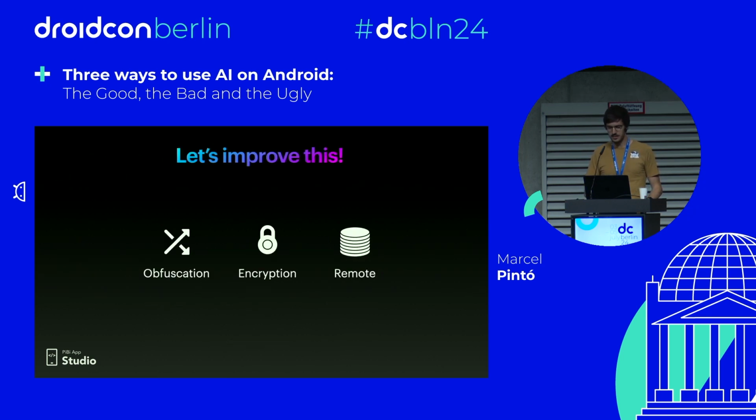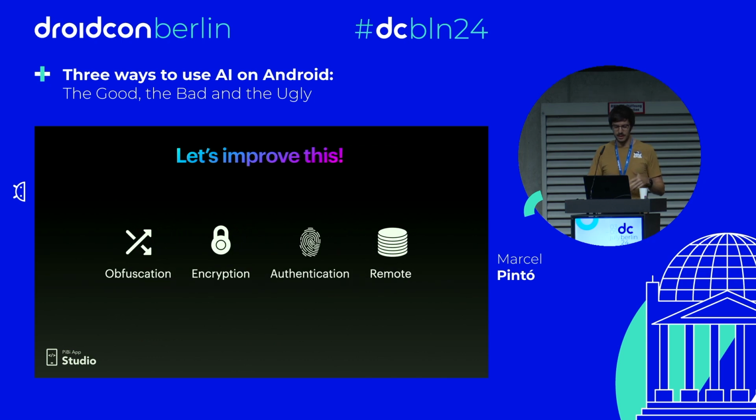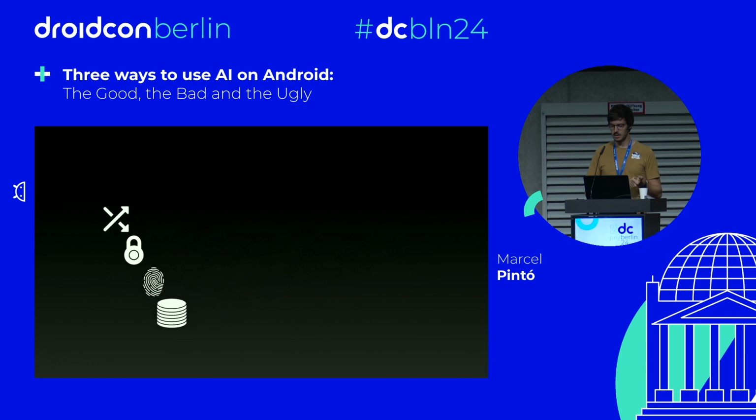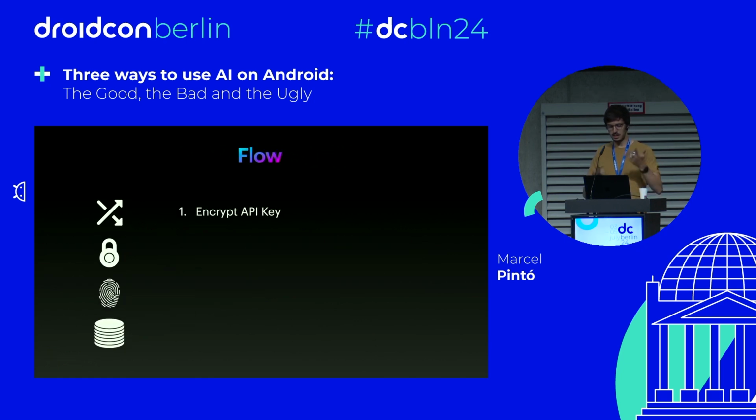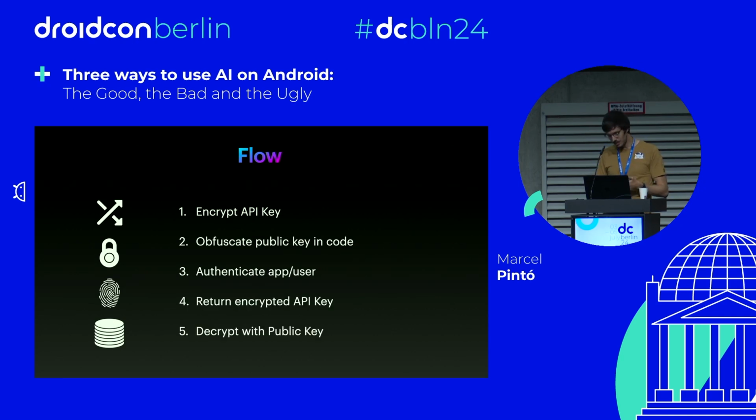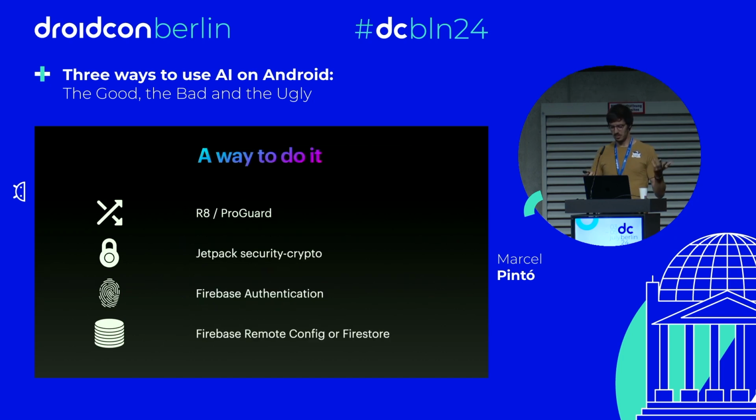So how can we prevent this? We can add another layer here that requires some sort of authentication on the device to be able to fetch our remote. So then the attacker cannot just fetch the key. It needs to authenticate first from a real user and on our device, and then it can fetch the key again, right? So the flow would be as simple as: you encrypt your API key, you obfuscate the key in the public code, then you authenticate the app user. It then fetches the remote, returning the API key encrypted. You decrypt it locally. Now you can use the Gemini SDK locally. So, easy way to do it.